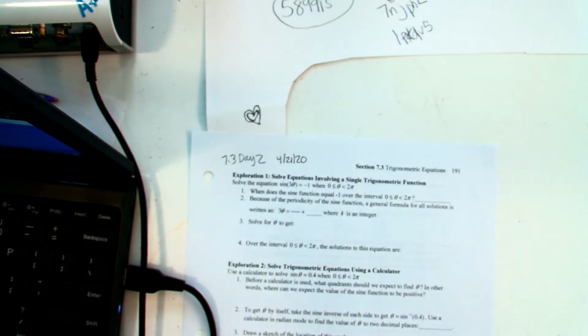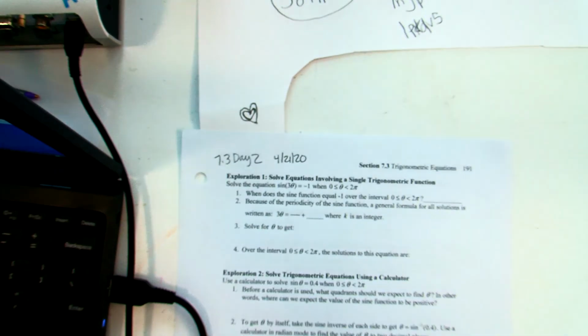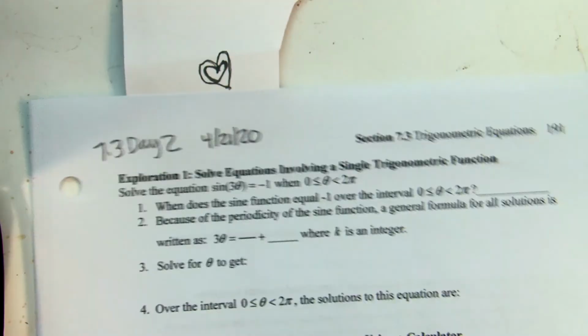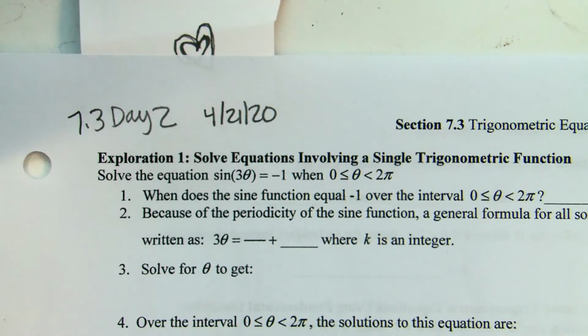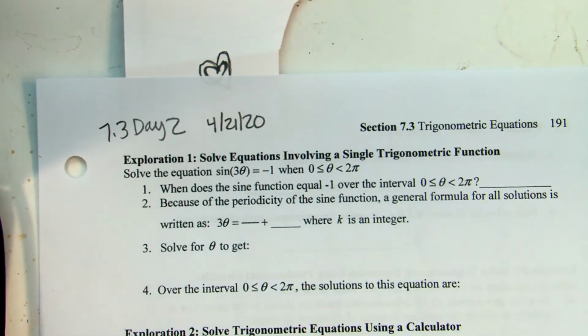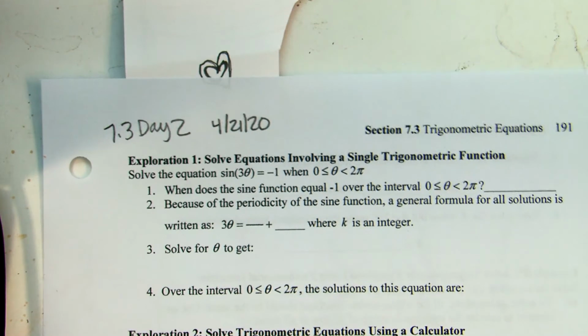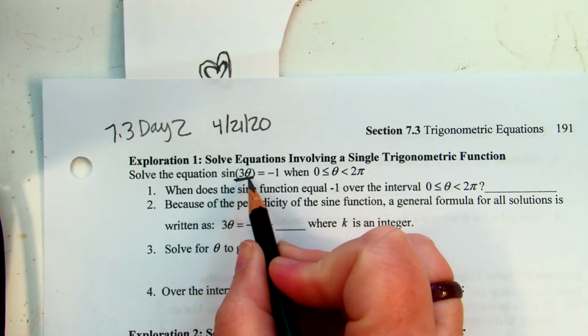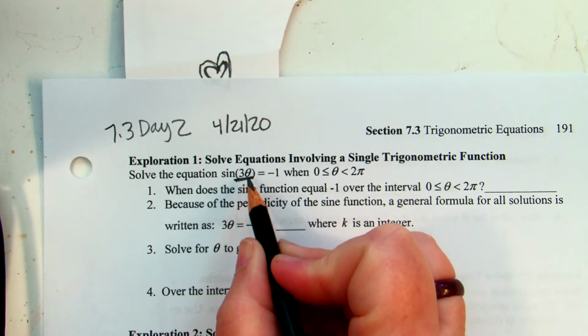This lesson is for 421, Tuesday. If you learned to solve basic trig equations yesterday, then the only difference is that in the parentheses it's going to say like 3 theta or 4 theta or 2 theta or theta over 2. It's not going to just be theta. It's going to be a little bit different.